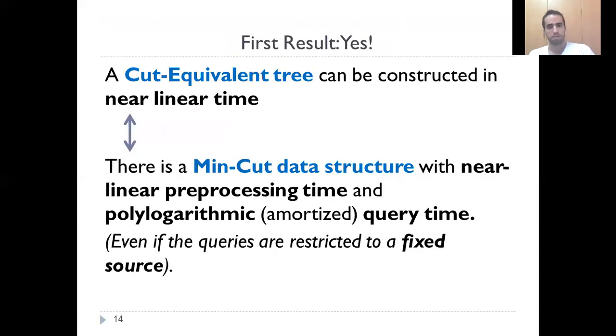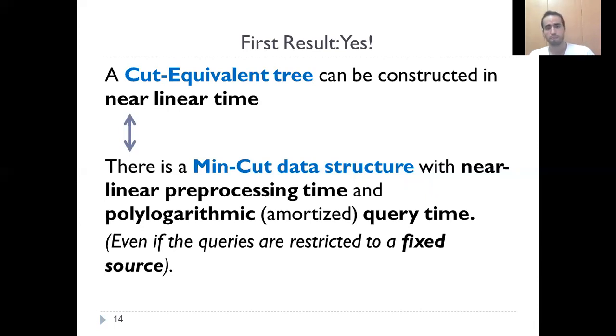So our first result is that yes, these two questions are the same. The cut-equivalent tree can be constructed fast, in near linear time, if and only if there is a mean-cut data structure with near linear preprocessing time and polylogarithmic amortized query time. This result holds even if the queries of the data structure are restricted to a fixed source.